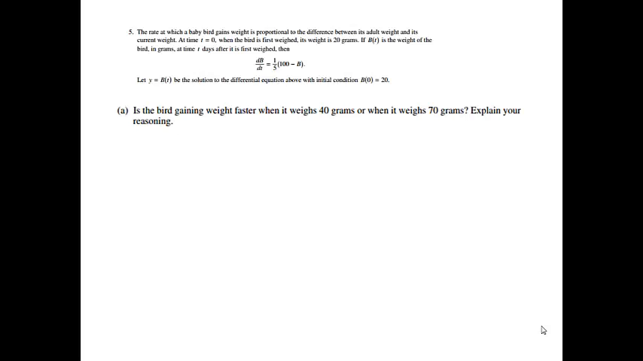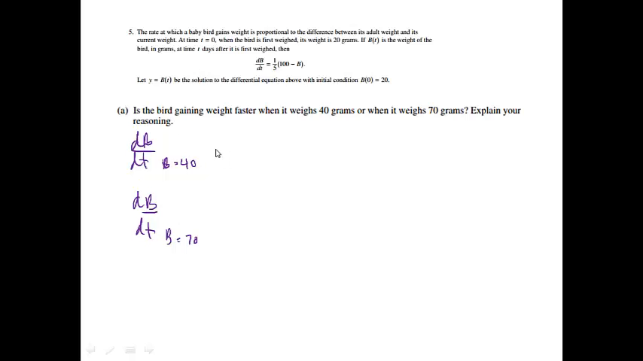All right, part A. Is the bird gaining weight faster when it weighs 40 grams or when it weighs 70 grams? Explain your reasoning. Well, if I'm talking about how fast the bird is gaining weight, I'm definitely going to be looking at db/dt. So I would like to find db/dt when b equals 40, and then we'll find db/dt when b equals 70, and then we'll compare those two answers.